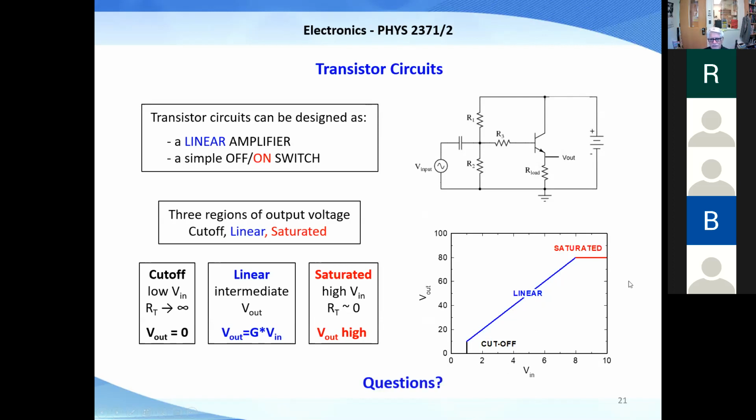Questions? So by V out, is this the voltage drop you have across the transistor?